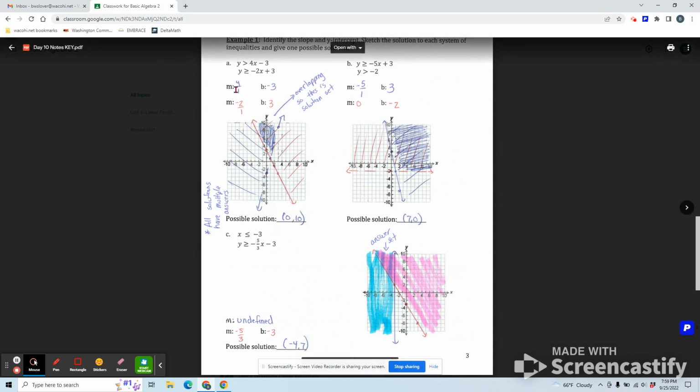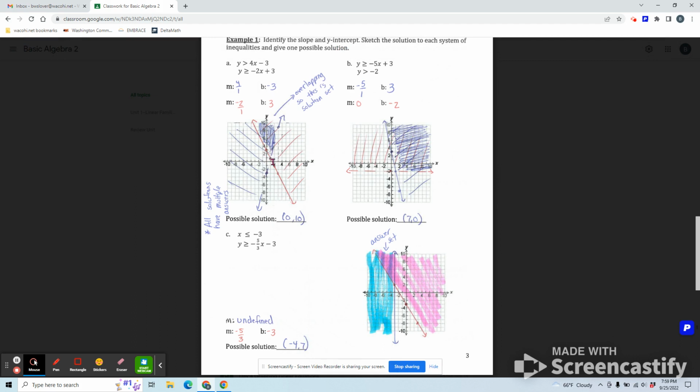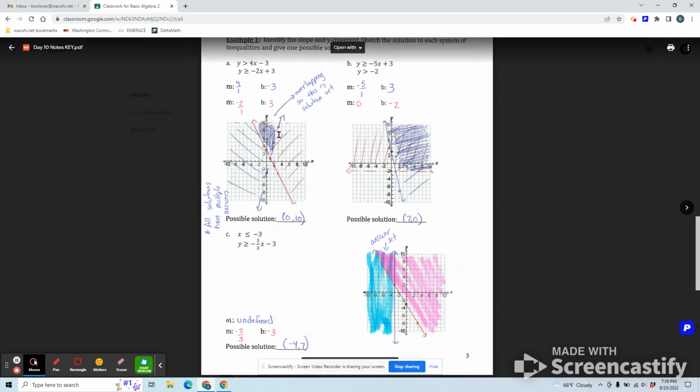So I graph the top inequality. My slope is 4 over 1, the number attached to x, however you want to think about it. So 4 over 1, we're writing as a fraction. Remember, we're doing the rise over the run. And then my y-intercept is at -3. So I start at -3 on the y-axis. I go up 4, right 1. Up 4, right 1. And then because it just says greater than, it's going to be a dashed line.